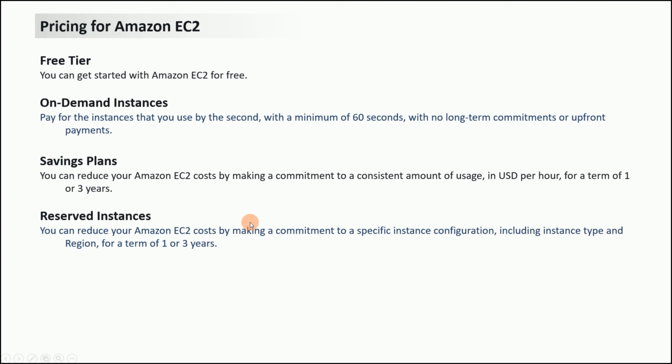And then reserved instances. You can reduce your Amazon EC2 cost by making a commitment to a specific instance configuration, including instance type and region, for a term of 1 or 3 years.